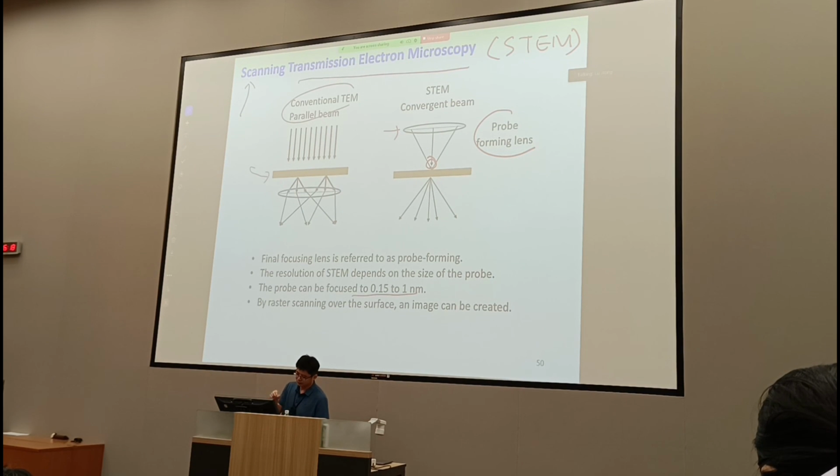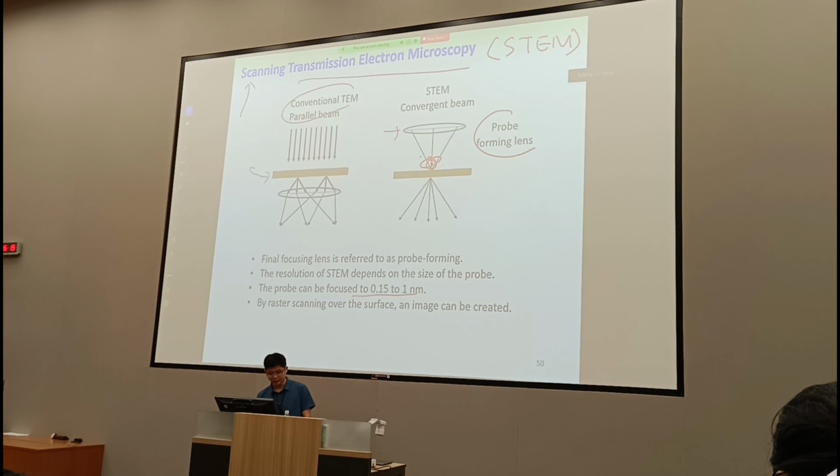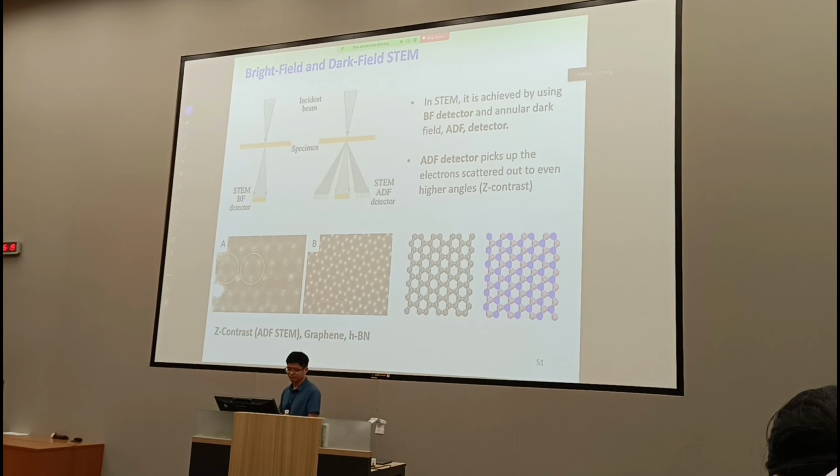Now you can scan the electron beam on the surface, or you can move your sample. Typically, I think you scan your electron beam by changing the magnetic field to bend the electron beam. So in this case, your incoming beam is much smaller, and also the interaction volume of your beam with your sample is further reduced, right? So that's going to increase the resolution. You can resolve individual atoms much more nicely. So there will be two different modes in STEM: bright field and dark field. What's the difference?